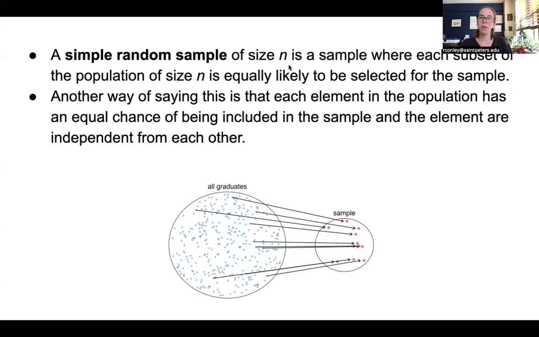A simple random sample of size n is a sample where each subset of the population that has size n is equally likely to be selected for the sample. Another way of saying this is that each element in the population has an equal chance of being included in the sample, and the elements are independent from each other. We could do this sampling. You could think about it like putting names in a hat, shaking them up and picking out names, or we could use a random number generator to generate the elements of our sample.